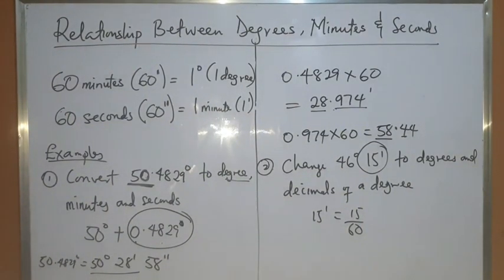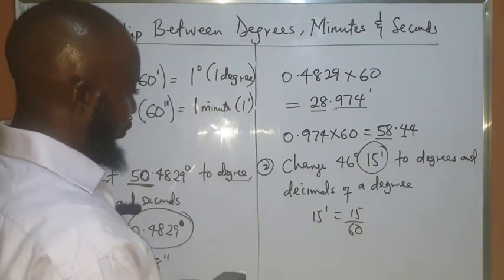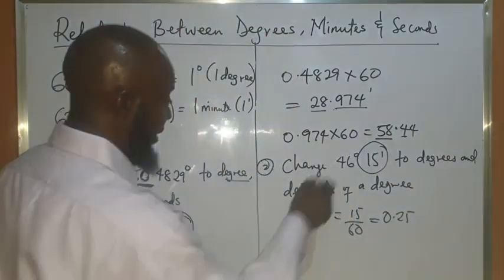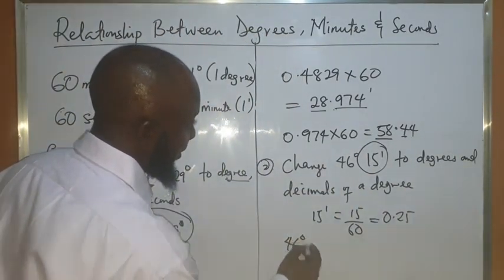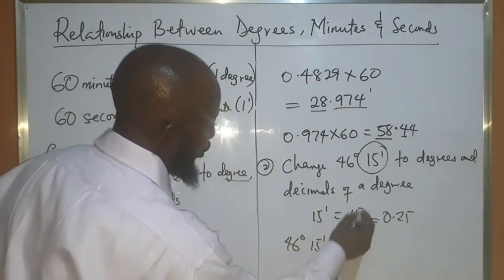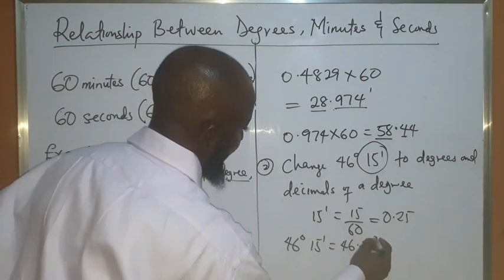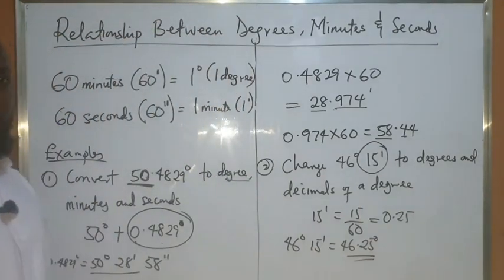So that is 15 divided by 60. So this will give us 0.25. So that means this 46 degrees 15 minutes equals to what? 46.25 degrees. How that is very clear. So that is that on that one. That is the second example that we have there.